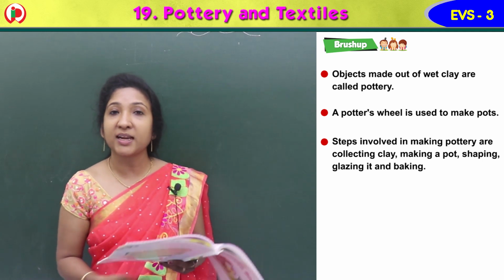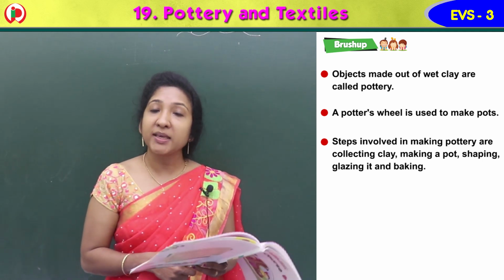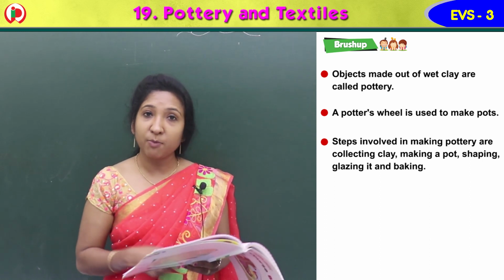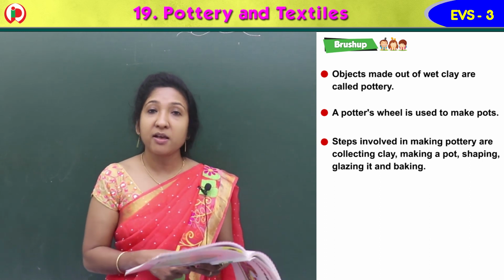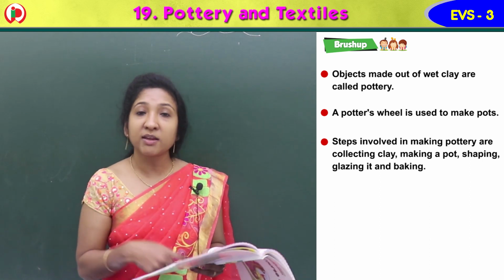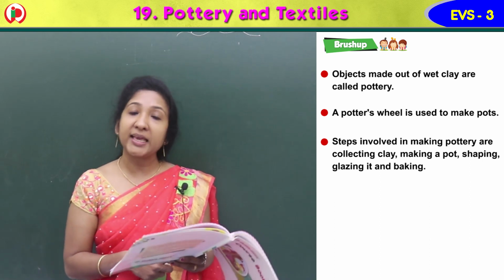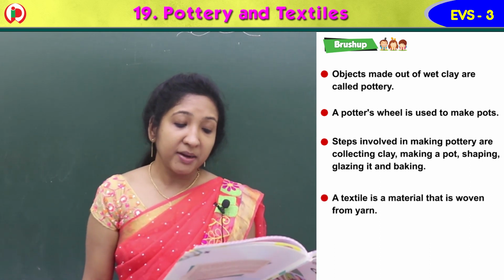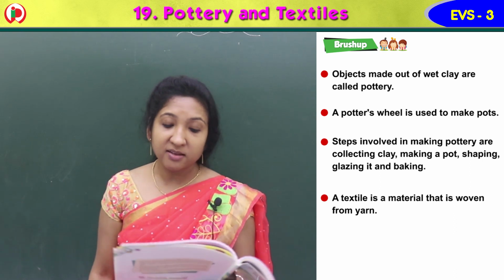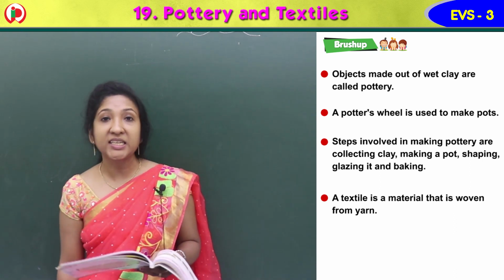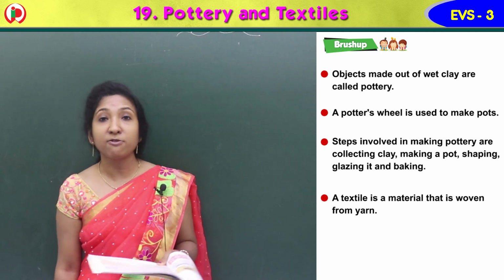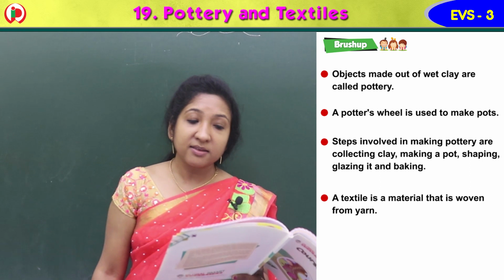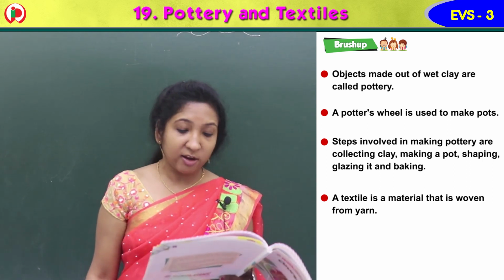First we need to mix the clay, make the clay. After making the clay, we make the pot on the potter's wheel. Then on the potter's wheel the potter will shape it. He gives glazing to it to smoothen it. Then bake it. Dry under the sun. A textile is a material that is woven from yarn. It is a material made of artificial fiber or natural fiber and woven from yarn. Yarn means a thread used for knitting, weaving and all.